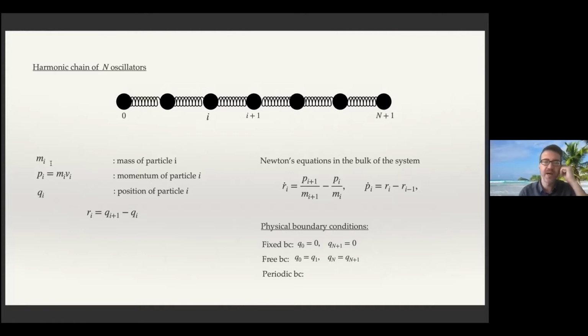I call m_i the mass of the particle i. p_i is the momentum of the particle i, and q_i is the displacement of the particle i from its equilibrium position i. I call it the position of particle i, but it is in fact just the displacement with respect to the equilibrium position. And I will introduce, since it is simpler to write the dynamics in terms of the inter-distance between particles, r_i, which is the difference between the position at i+1 minus the position at i.